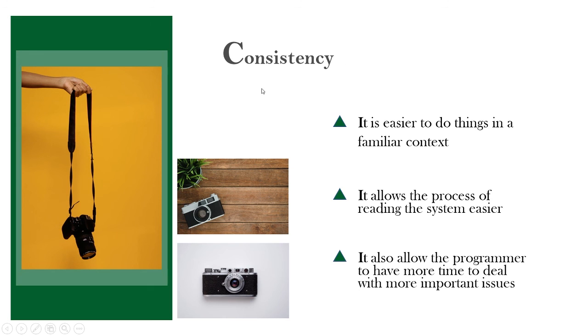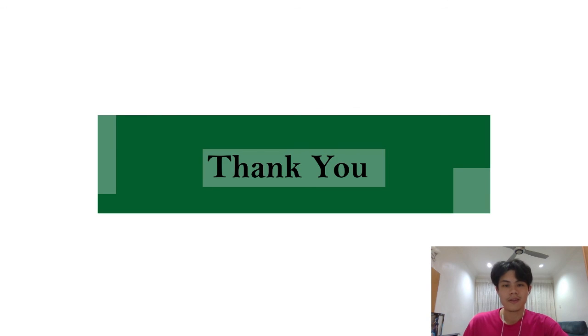The seventh and final principle is consistency. When developing a system or tackling a problem, try to use a similar and consistent method. It is because when we work in a large crowd, it's easier to do things in a familiar context, and it makes reading the system easier. As the programs are mostly in a similar fashion, the programmer has a freer mind to deal with more important and harder issues. These are slides designed by me with all the 7 principles of software engineering.